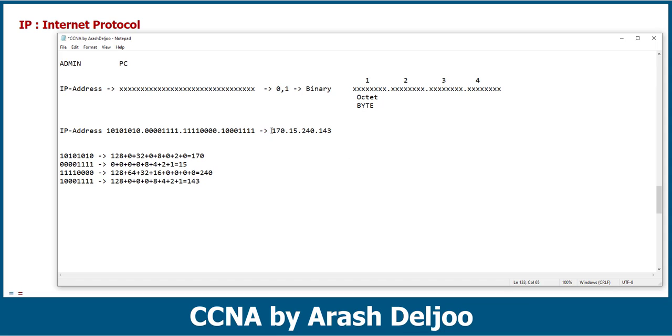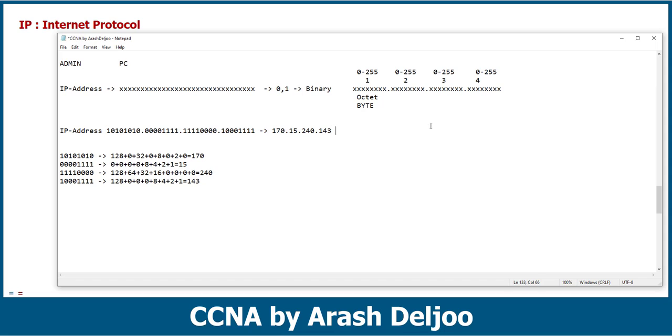You know that here we can have only values between 0 and 255. Why? Because here we have 8 bits. 0 to 255, 0 to 255, again 0 to 255, finally 0 to 255. This means that one IP address in decimal can only have values in each octet between 0 and 255. This is the value equivalent to this IP address.